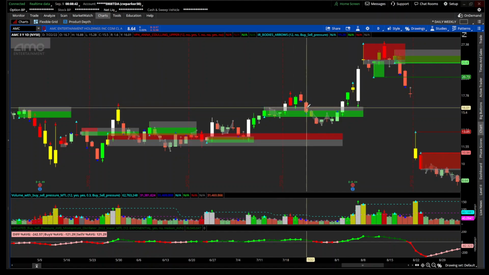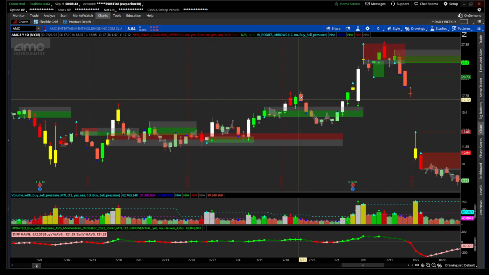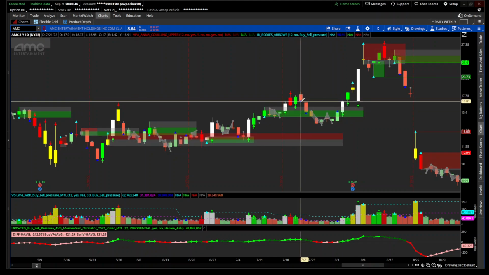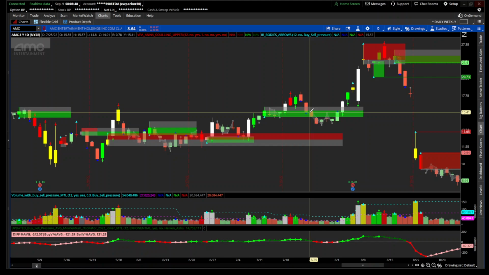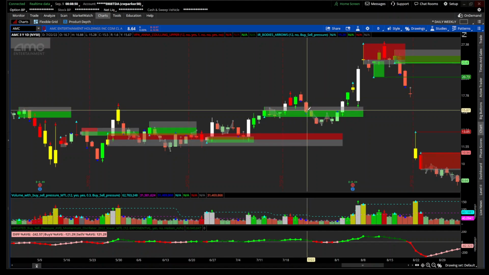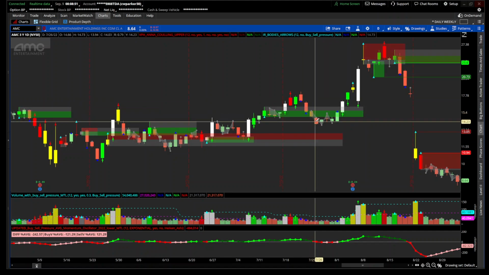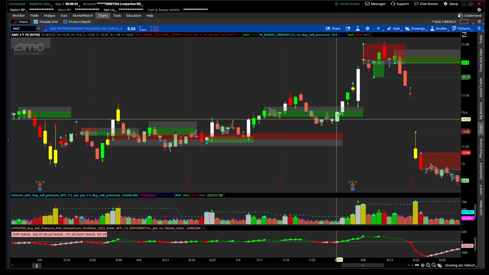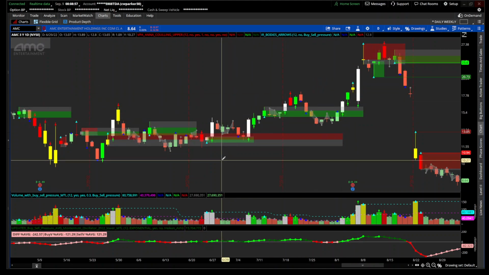And you can see the move down on these irregular bodies show big bodies, low volume. So this is not a great move. This down move is not a great down move. Even though it's moving down, you can see it's become exhausted. Then you got these big moves up to the top.